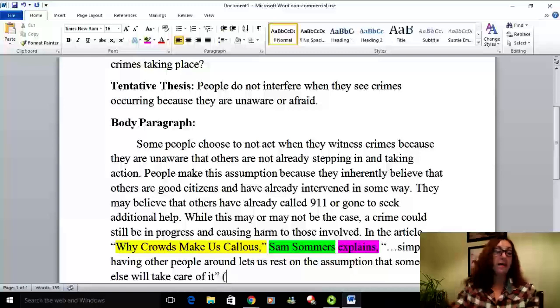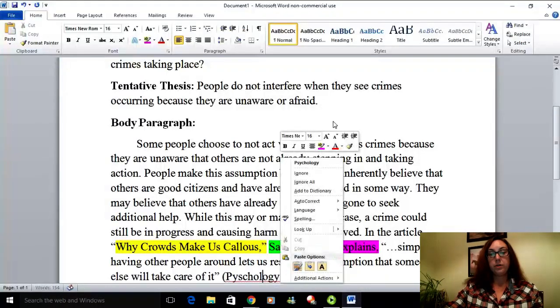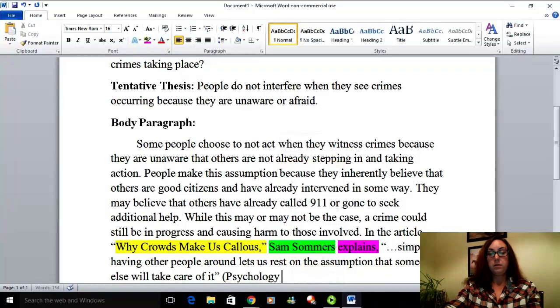I still have to add in parenthetical citation. And for this particular source, as you can tell when I'm trying to talk and write, spelling is not my strong suit, I would use the title of where this article came from. And the title of where the article came from is Psychology Today. Now, because that's the title of the website, I actually put that title in italics, okay?